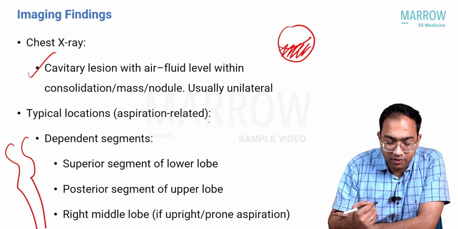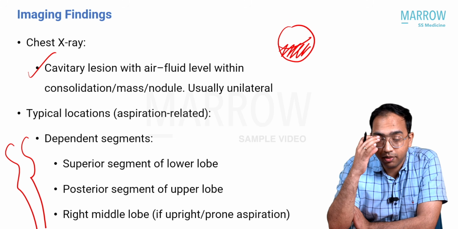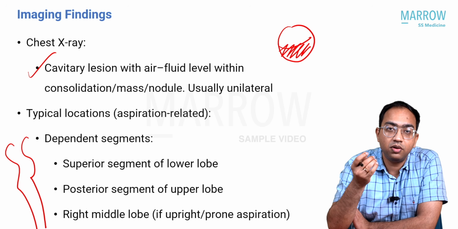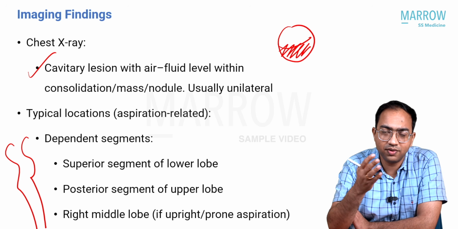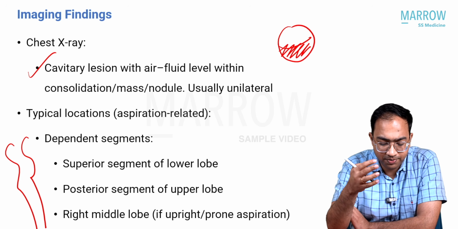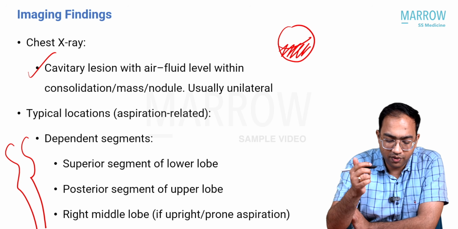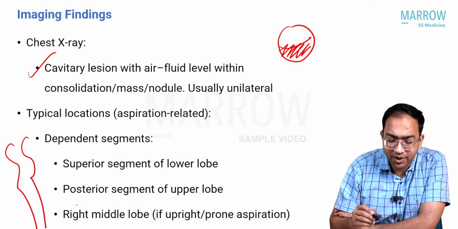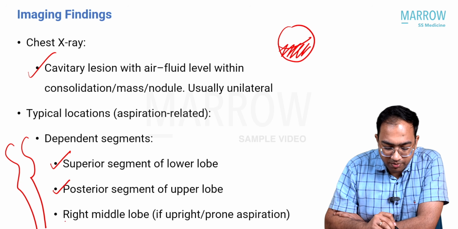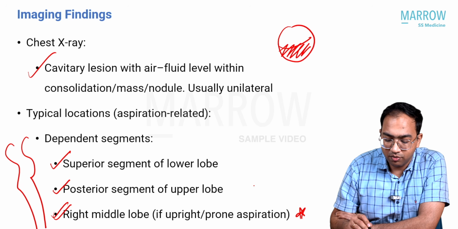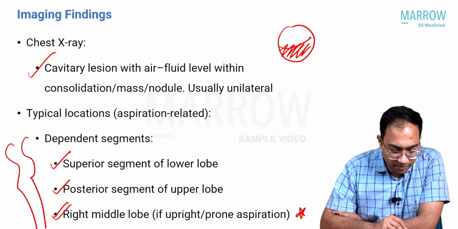When you're thinking of aspiration related abscess, the contents will trickle down to the most dependent part of the lung, which will also depend on the decubitus of the patient. If the person is very sick or for some reason is most of the time in supine position, the area of involvement will be different, whereas somebody who's otherwise walking, talking might have a different area of involvement. So, what are the dependent segments of the lung? Superior segment of the lower lobe, posterior segment of the upper lobe, and right middle lobe. These are the most important areas where you can see aspiration related lung abscess development.